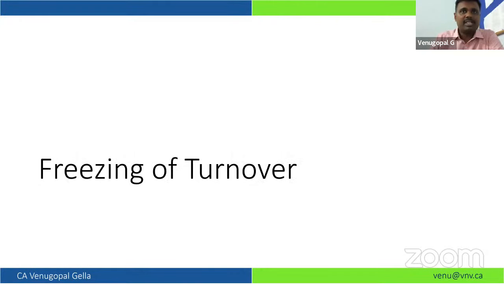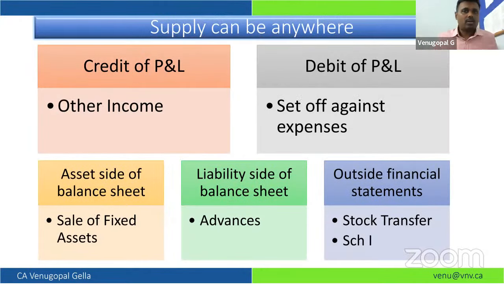First, how do I freeze my turnover? Your turnover for the purpose of GST can be there anywhere. The obvious thing is the credit side of the P&L, but include other income also. It could be reimbursement which you are netting off against the expenditure, could also be a turnover for the purpose of GST. Sale of fixed asset is there in your fixed asset schedule. In books of accounts, you would have captured only profit or loss on sale of asset.